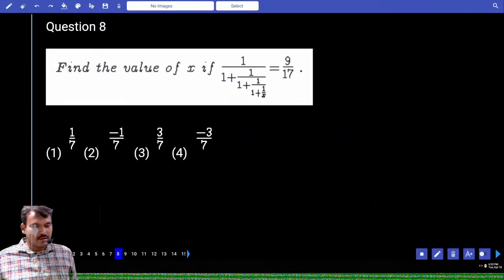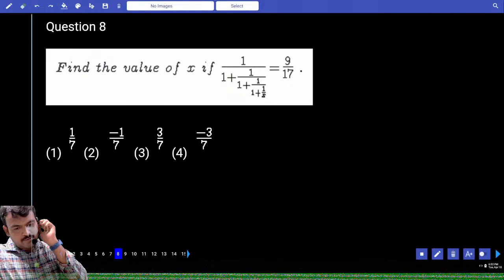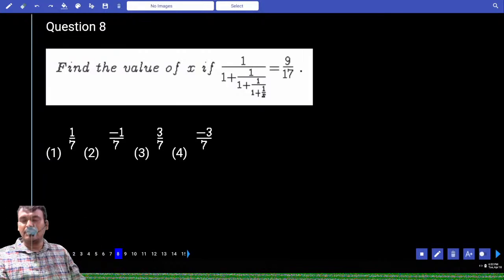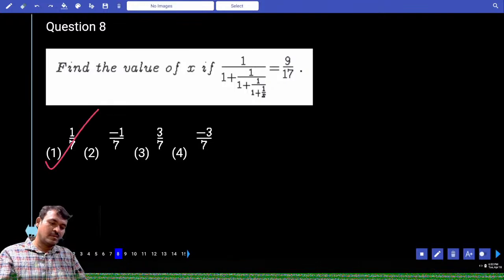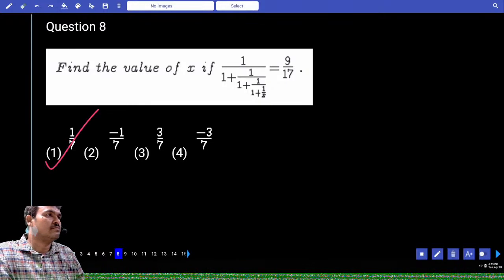8th one. Find the value of x, if 1 by 1 plus 1 by so on, is equal to 9 by 17. What is the answer? 1 by 7.